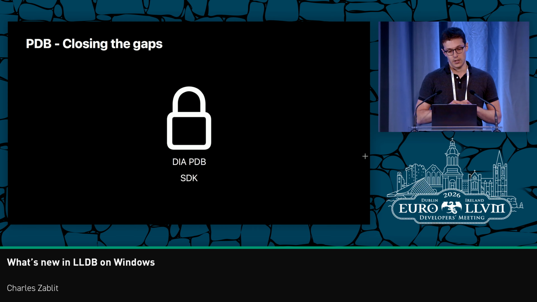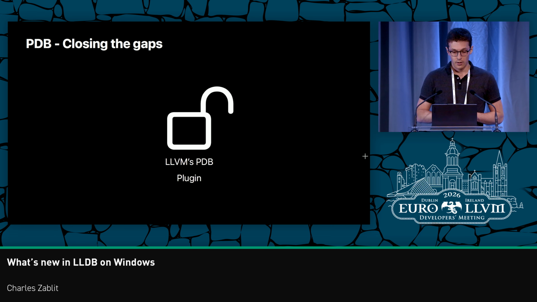The single biggest change is that LLDB now uses the open source PDB reader by default. Previously, LLDB used Microsoft DIA PDB SDK, which is closed source and Windows only. This meant that you could only read PDB files on Windows, and you needed to have the proper version installed. It was a real barrier. LLVM's open source PDB implementation, on the other hand, is open source and cross-platform. It's been in the code base for a while, but it was not production ready yet.